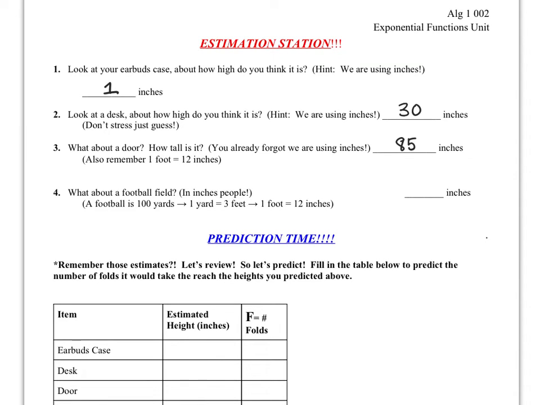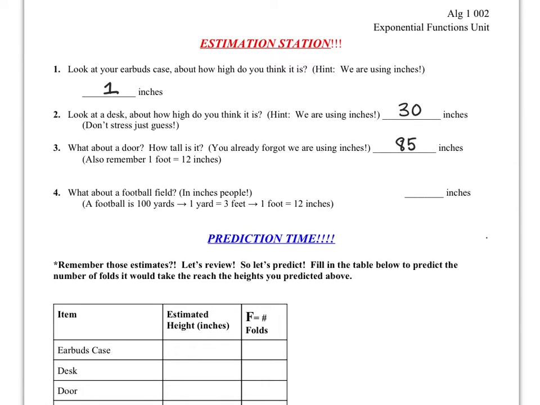So my estimate for a desk was about 30 inches. It looks to be a little less than 3 feet. 3 feet is 36 inches, so I went with 30. If yours is different, that's totally fine. A door, I kind of looked at it and said, I think a person that's 6 feet tall could walk through comfortably, so I might measure to 7 feet. 7 feet times 12 inches would be 84 inches, and I just rounded to 85 just because it seemed like a better number than 84.